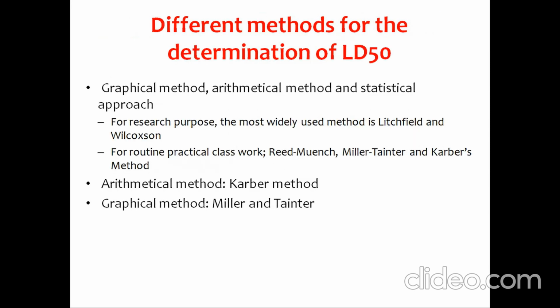What are the different methods for determination of LD50? One is the graphical method, another the arithmetical method, and then statistical approaches. For research purposes, the most widely used method is the Litchfield and Wilcoxon test. For routine practical classwork, we use the Reed and Muench, Miller and Tainter, and Karber methods. The arithmetic method is the Karber method, and the graphical method is the Miller and Tainter method.